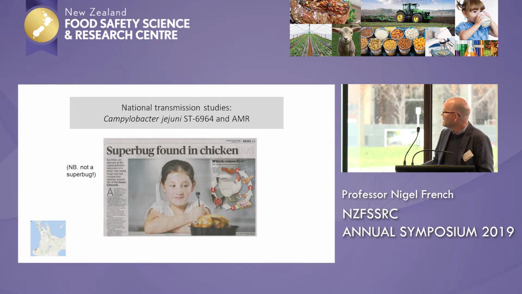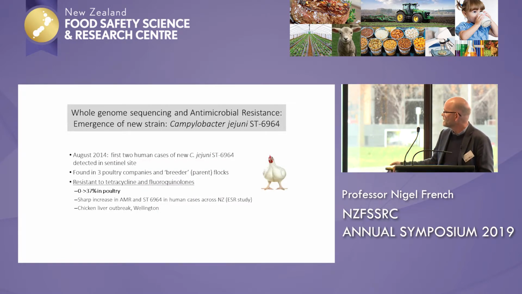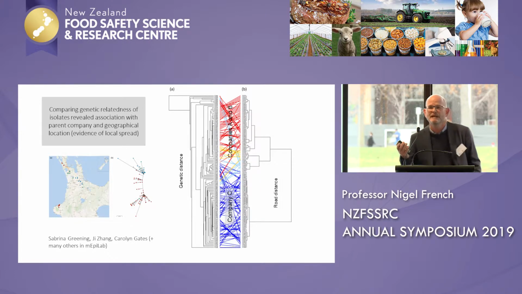This strain came in, and the unusual thing was it was very quickly found in all the different poultry supplies in North Island, not in South Island, but ultimately found in 4 of the major poultry suppliers, and also in breeder flocks as well. So it was associated with outbreaks. There was a chicken liver outbreak here in Wellington, which was associated with this particular strain. Now, how we've used genome sequencing in this case is to look at how this pathogen spread so rapidly around the poultry supply in North Island.